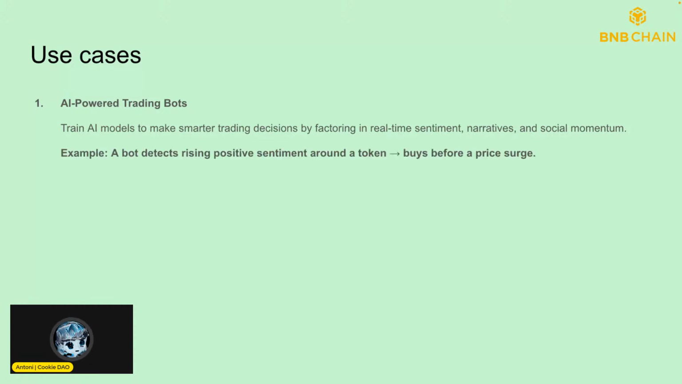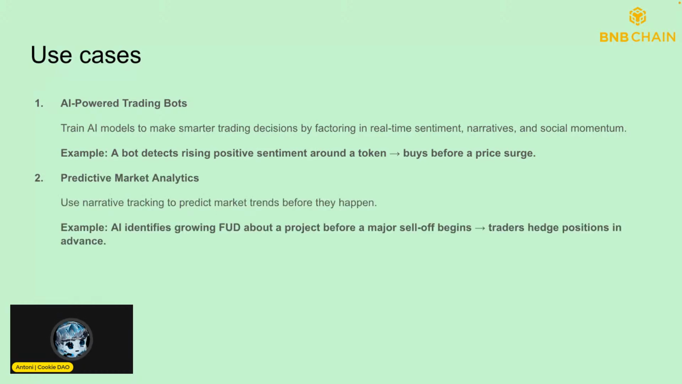So an example of how it would actually work is that the bot detects rising positive sentiment around a token and can buy before a price surge. Predictive market analytics works the other way around, kind of. We can identify growing fear, uncertainty, and doubt around a project, a token, or a narrative before the major sell-off begins. And then traders can hedge positions in advance. But once again, we need this social layer to actually know that something special is going on.